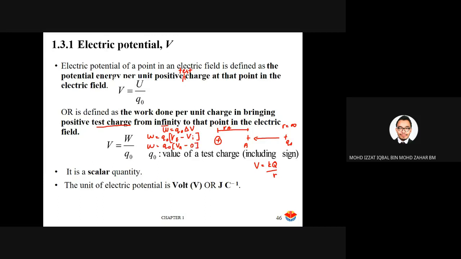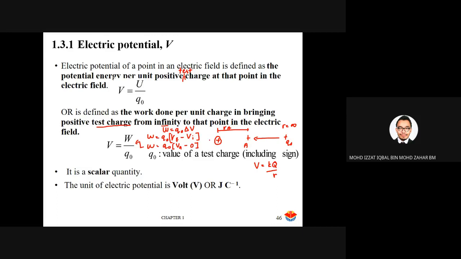Minus 0 because this one is at infinity. So you are left with W equals Q naught VA, which is basically this one. The definition is that the work done per unit charge in bringing the positive test charge from infinity to that point in the electric field. So this is just the definition. But the keyword here is from infinity to that point.